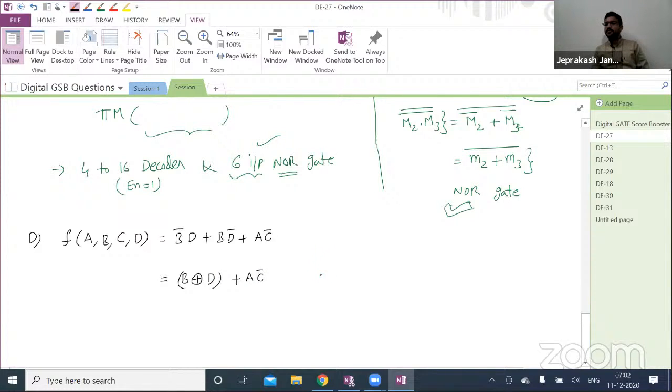What is the answer you are getting? Whether option D is correct or not, or how many two input NAND gates you are getting for implementing this particular function. Yes, Srinivas is getting 4. Okay, we'll see. Okay, all of you please try and cross check. Okay, all of you pay attention here.